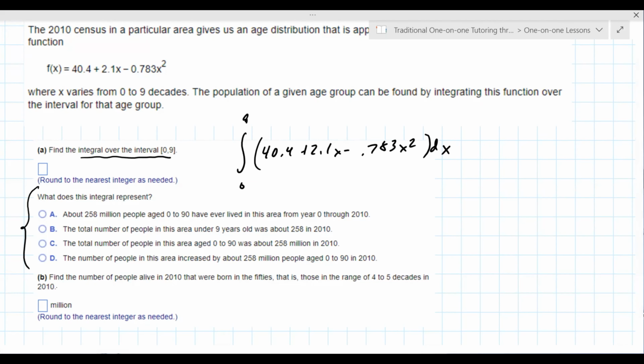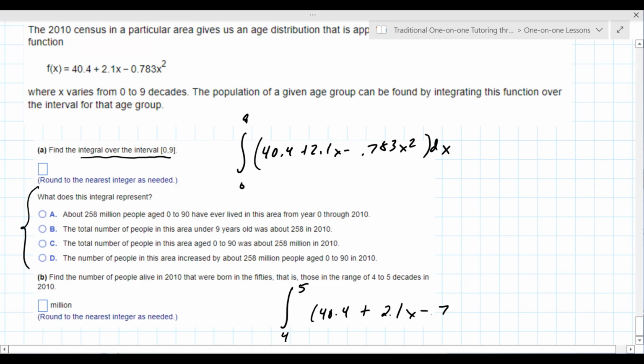That is those in the range of 4 to 5 decades. So that one we're integrating from 4 to 5 of the same function, 40.4 plus 2.1x minus 0.783x squared dx. Okay. So the most difficult part here is just entering it into the calculator correctly, making sure there are no little mistakes. You should do absolute value, but I believe this one's always positive, so you don't have to worry about that. But I just do it as a habit here. It's like you just run spell check, even if you think you got it all right.